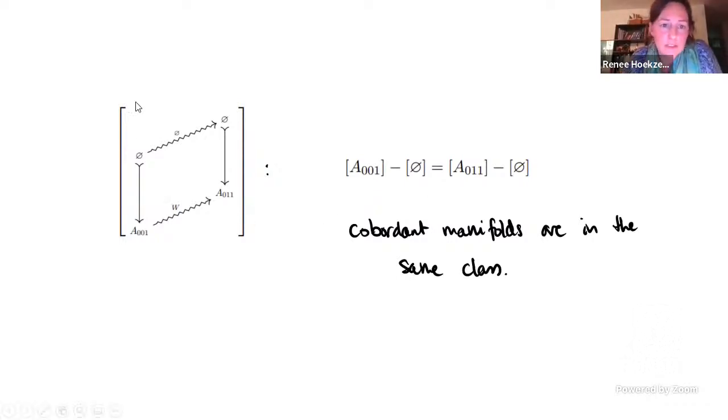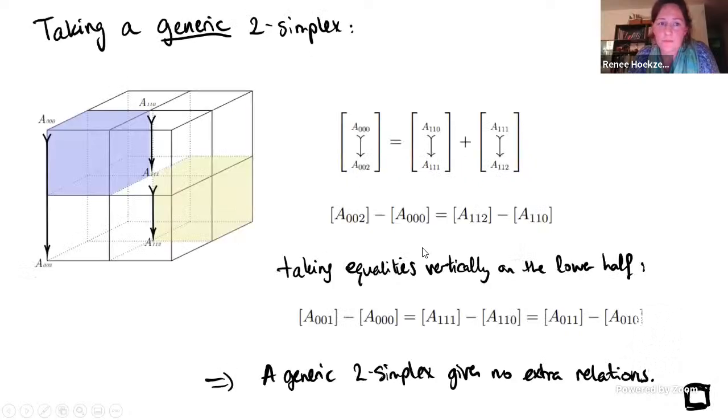Furthermore, if I now take this side face of a cube and I extend it into a cube, then I get that cobordism manifolds are also in the same class. And so I can also easily show that a generic 2-simplex reduces to only these relations. So you don't get any additional relations from taking a generic 2-simplex.